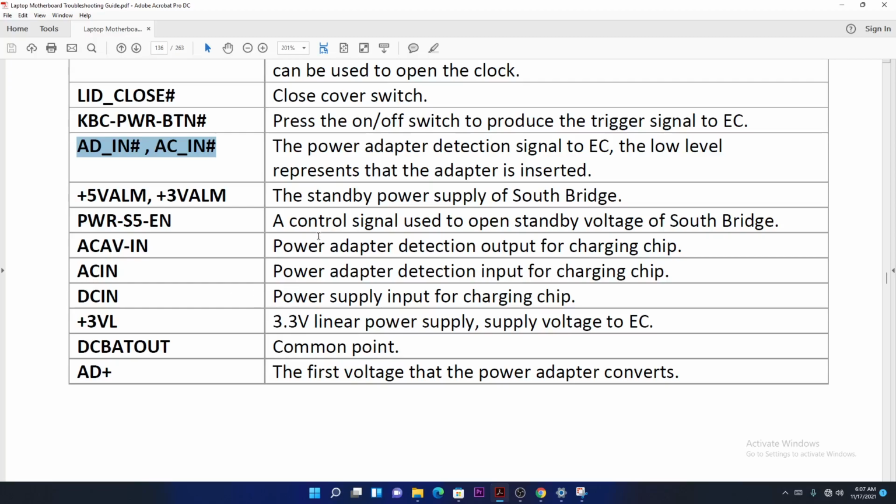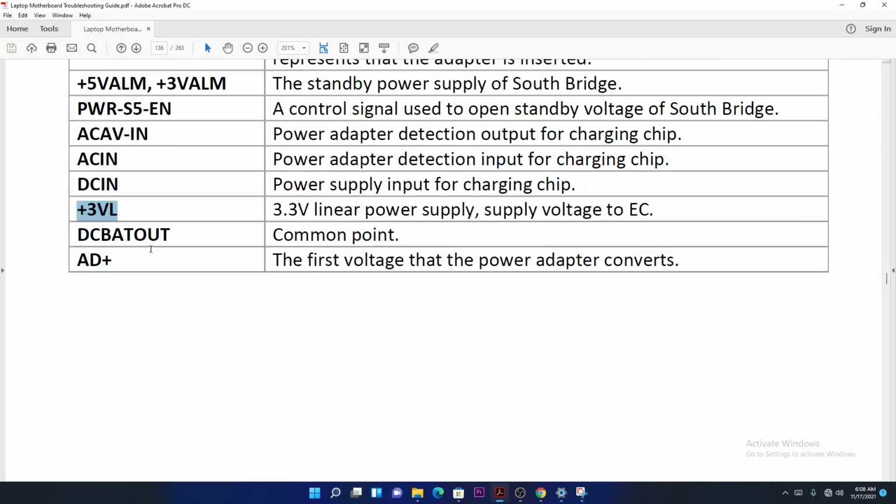Okay, AC in, like I'm saying, this means the charger has been connected, the charger input, this power supply input for charging chip. This one AC in means adapter detection has been input. This one DC in is a power supply input for what? For charging chip. The charging chip will receive this power as a DC in. Right, 3.3 linear power supply. This is a reverse, to the startup chip. But again, it depends on the OEM. Common point, 80 plus voltage power supply that will convert.